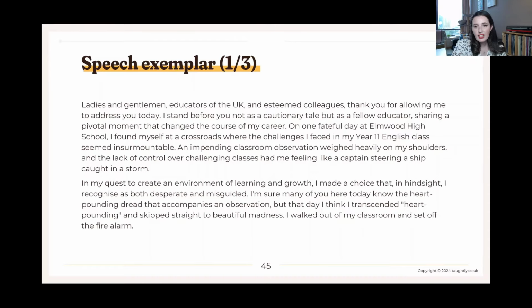On one fateful day at Elmwood High School, I found myself at a crossroads, where the challenges I faced in my Year 11 English class seemed insurmountable. An impending classroom observation weighed heavily on my shoulders, and the lack of control over challenging classes had me feeling like a captain steering a ship caught in a storm. In my quest to create an environment of learning and growth, I made a choice that, in hindsight, I recognise as both desperate and misguided.